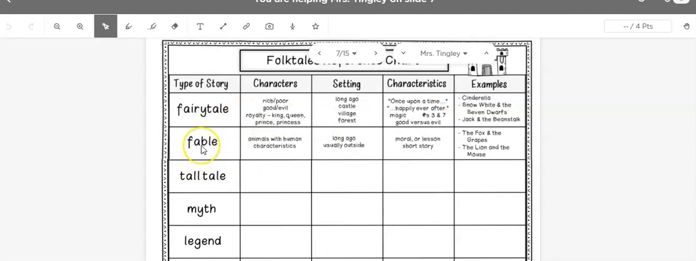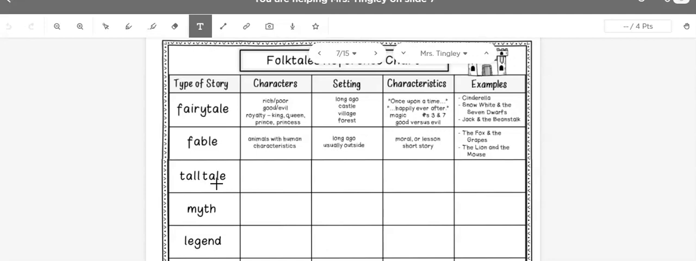We also looked at fables. Fables have animals with human characteristics, so maybe they can talk. And they're also normally long ago. They normally teach us a lesson or a moral. And we looked at the fox and the grapes. Now let's go ahead, and today we're going to be looking at tall tales.